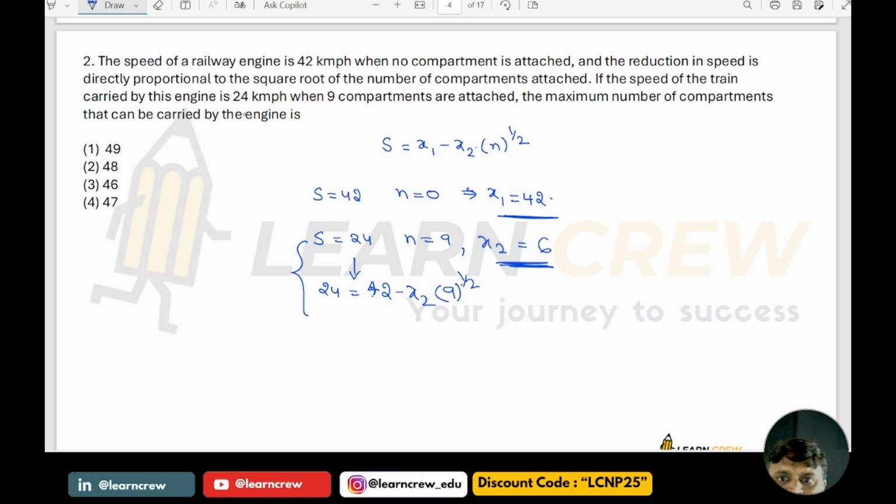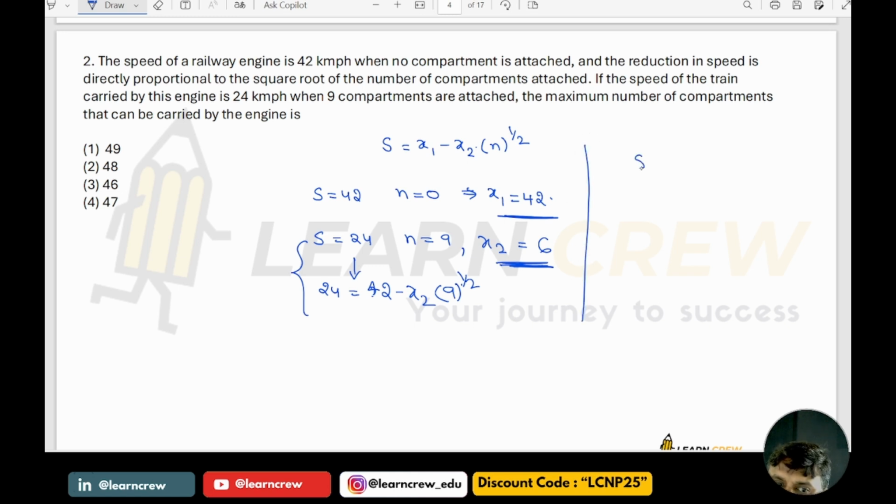Now what is the question given finally? The maximum number of compartments that can be carried by the engine. So what is the maximum value of n?